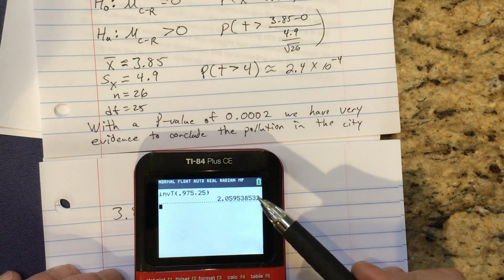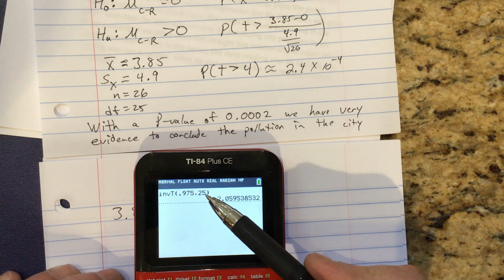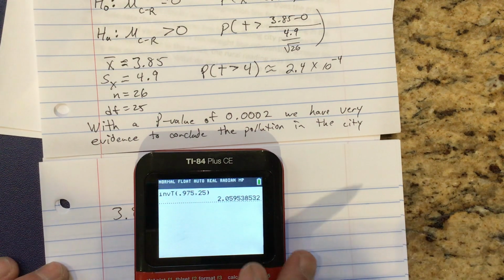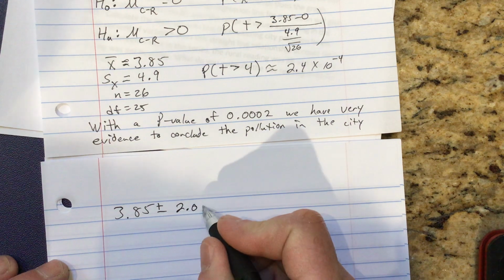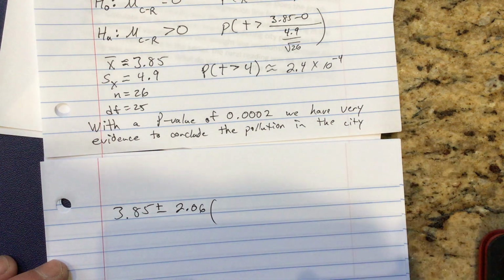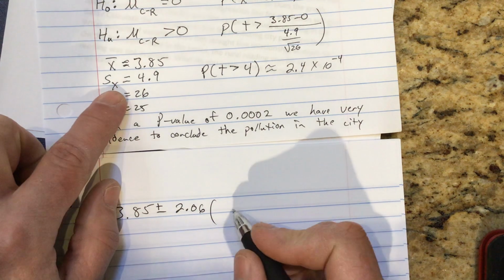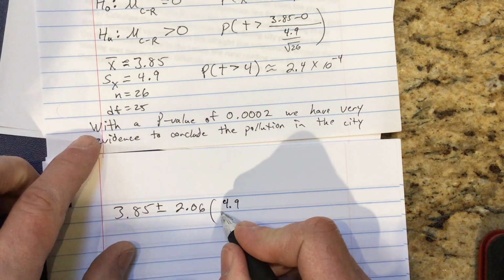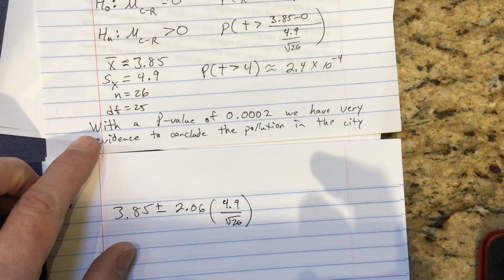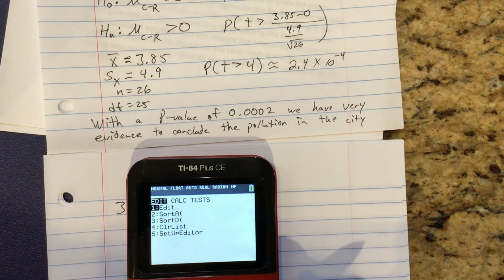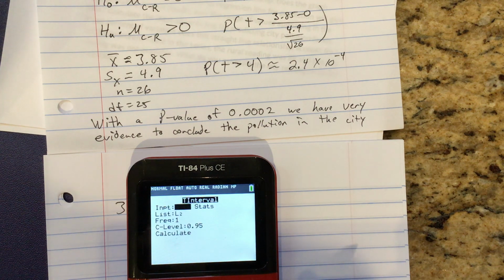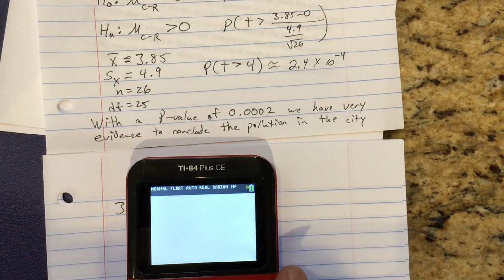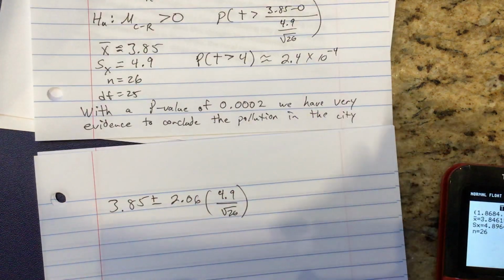Okay, and you can see we get a little larger T star because our degree of freedom is less than the last problem. And that's going to get multiplied by 4.9 over the square root of 26. Okay, and now calculate. T interval, list 2. And there we go.